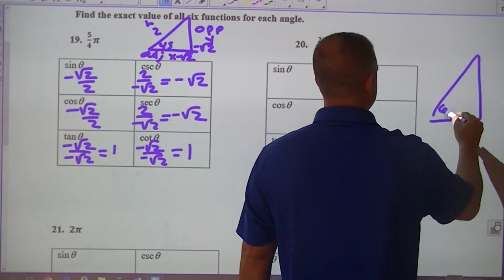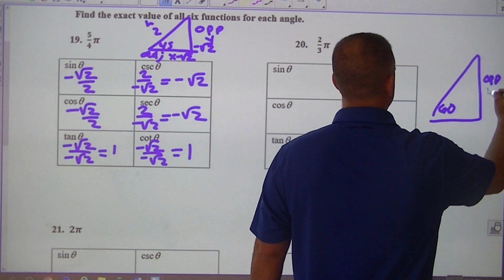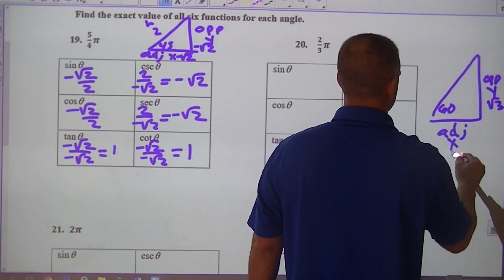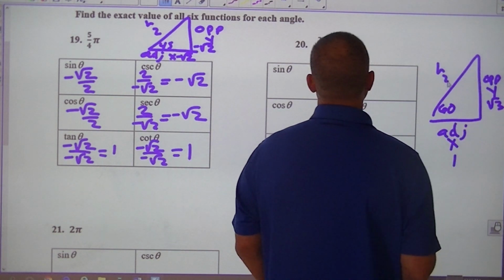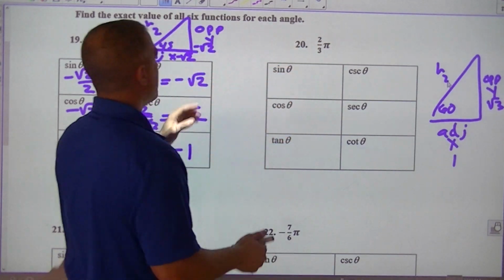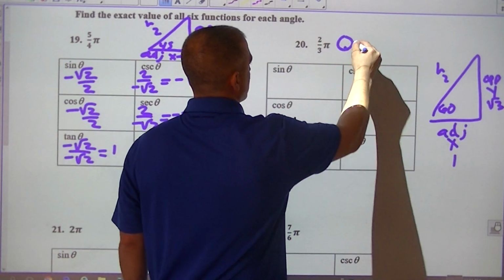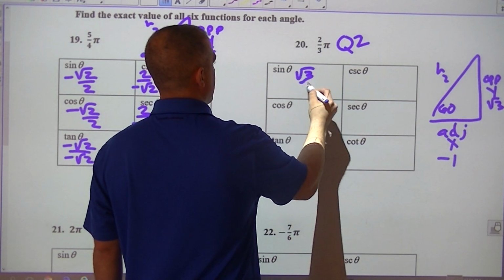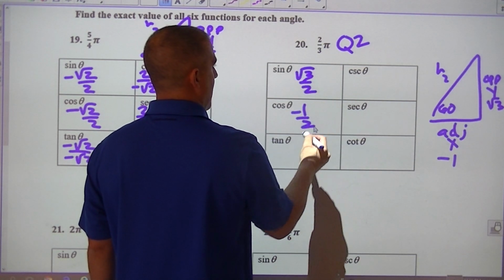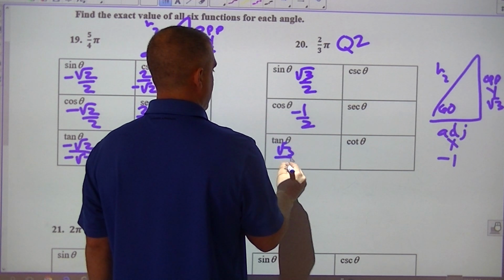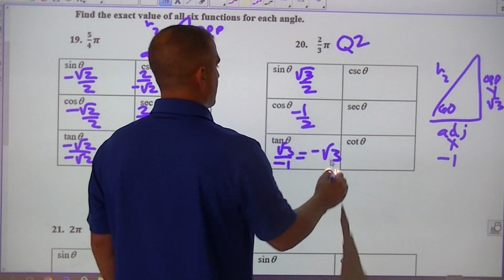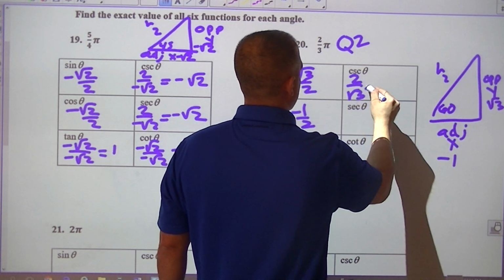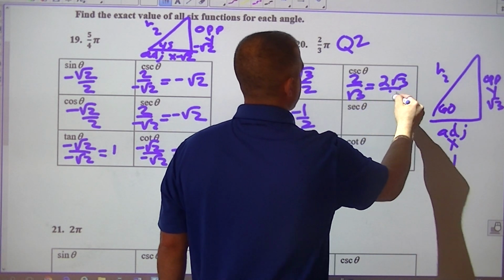2/3. We'll create a 60-degree triangle. 2/3 is less than 1 digit away, so that's quad 2. This will be negative. Alright, sine, square root of 3 over 2. Cosine, negative 1/2. Tangent, square root of 3 over negative 1, which would be negative square root of 3. Cosecant, 2 over the square root of 3, which would be 2 square root of 3 over 3.